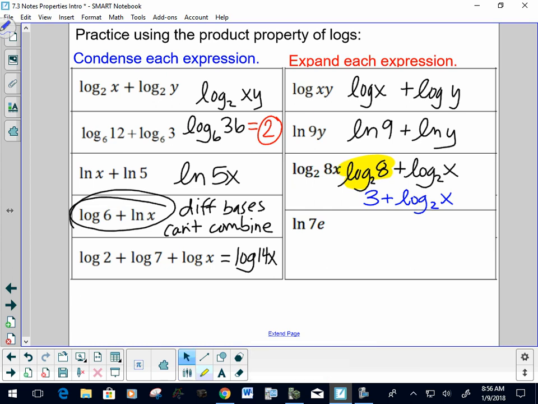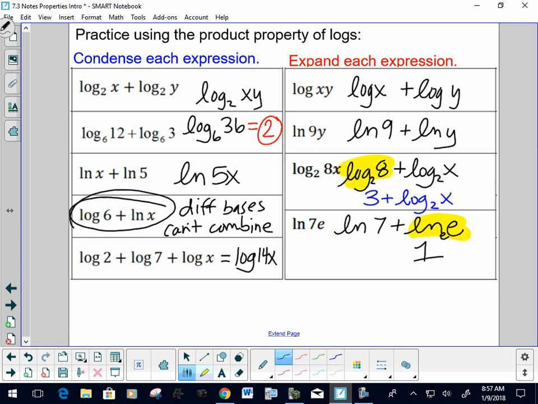All right, the last one of these, we have the natural log of 7e. So we could expand that to the natural log of 7 plus the natural log of e. And hey, the natural log of e, this is a log with a base of e of e. What power of e is e? This is 1. So this is the same as the natural log of 7 plus 1. Be careful here. This is not equal to the natural log of 8. You can't combine the 7 and the 1.